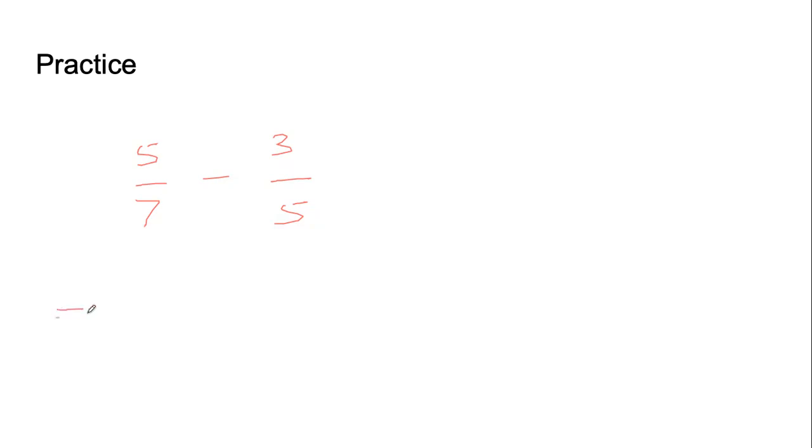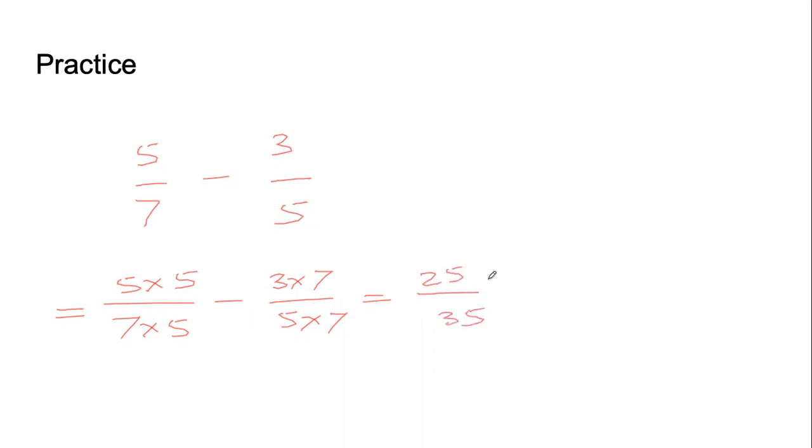So what will we do? We will multiply 5/7 by 5. So 5 into 5, on top and bottom both, numerator and denominator. Minus remains minus. Similarly, we will multiply 7 to the numerator and denominator of the other fraction. So 3 into 7 by 5 into 7. Now this becomes 5 into 5 is 25, 7 into 5 is 35, minus 3 into 7 is 21, 5 into 7 is 35.